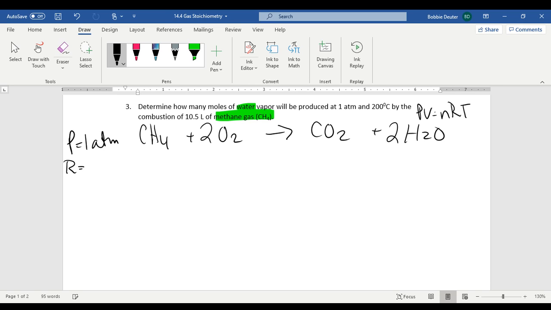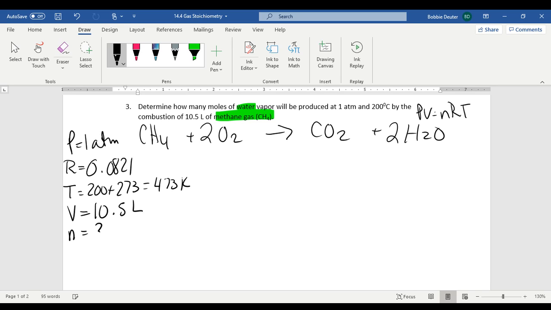Which means our R value for this is 0.0821. Our temperature is 200 degrees Celsius, which means it's 473 Kelvin. And we have a volume of 15 liters. And it's asking us to find an N. And this N is for methane.